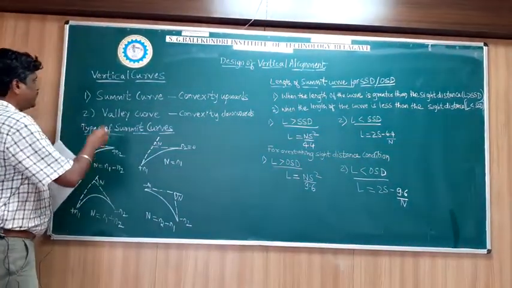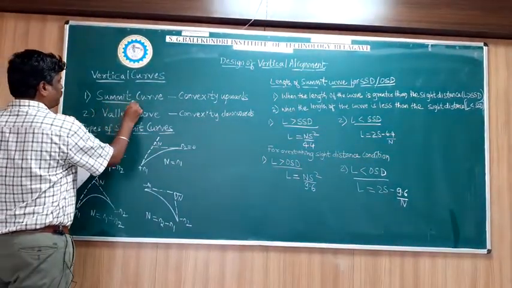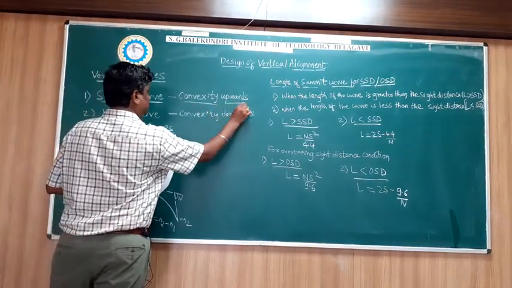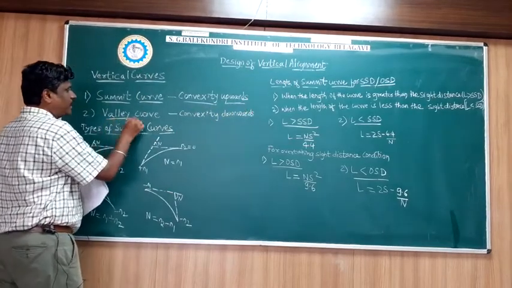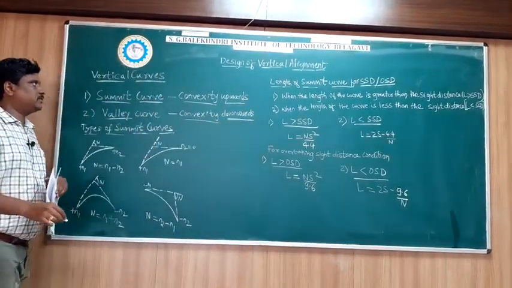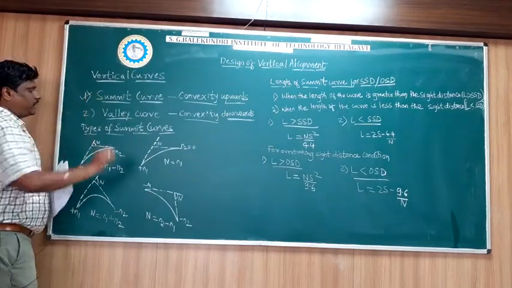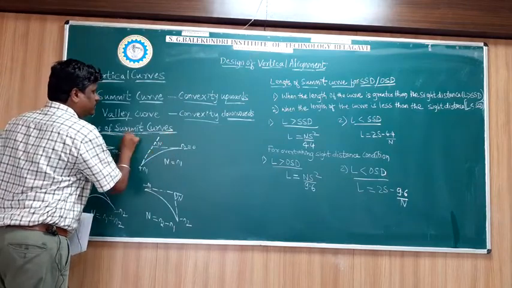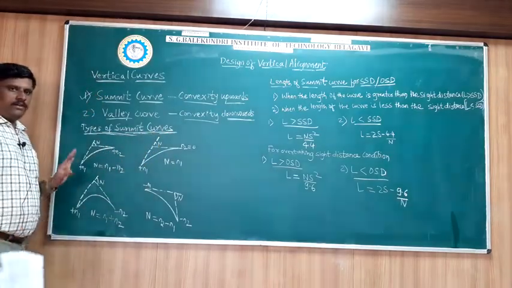For your study, we will go with two types of vertical curve. One is the summit curve, which is convex upwards, and the other is the valley curve, which is convex downwards. Now first we will discuss the summit curve. You can see the different types of summit curves shown here in the figure.